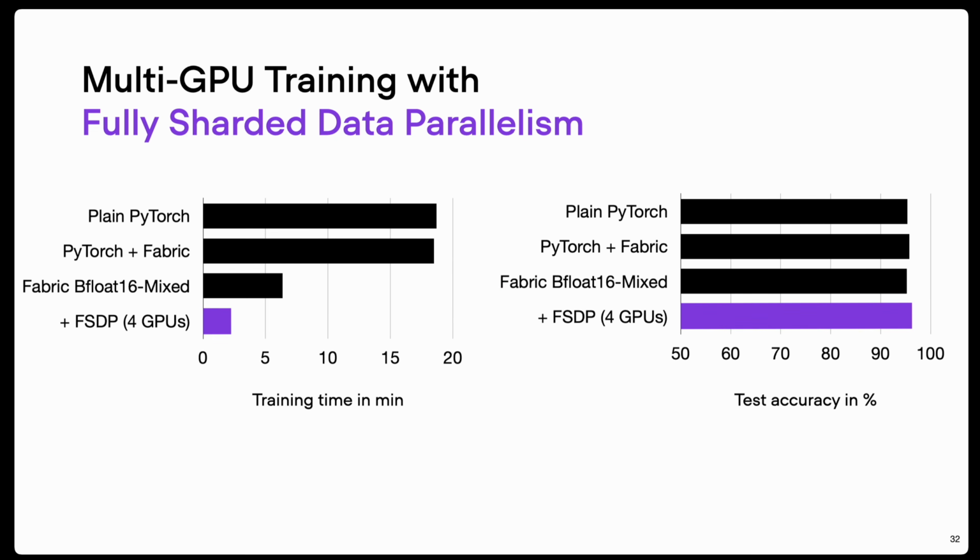And if I then use fully sharded data parallelism and train my model on 4 GPUs, I'm cutting down the time it takes to only 2 minutes. So I'm going from the original model, which trained in 18 minutes, down to 6 minutes when I use mixed precision training, and then down to 2 minutes when I use fully sharded data parallelism with mixed precision training.